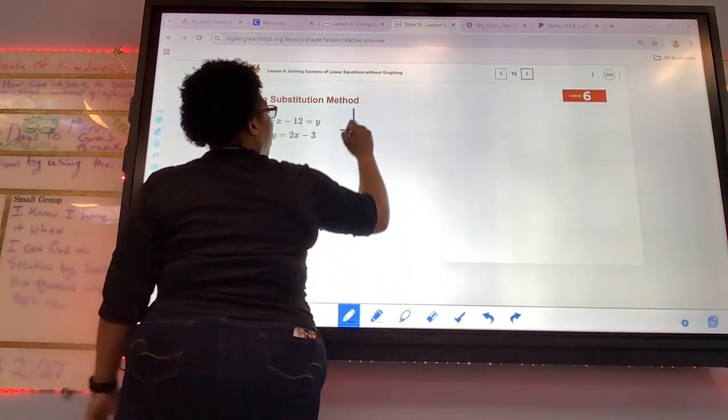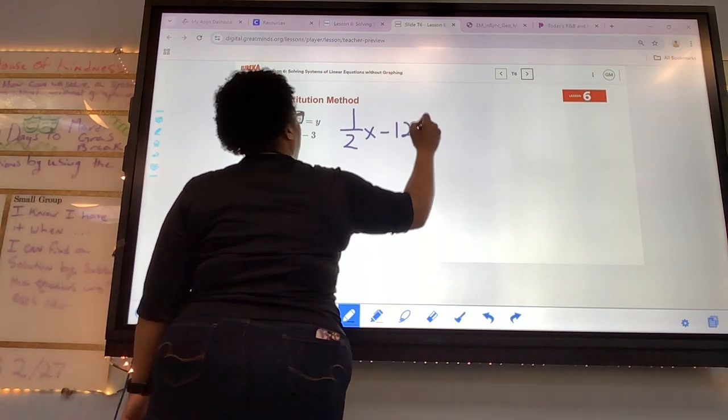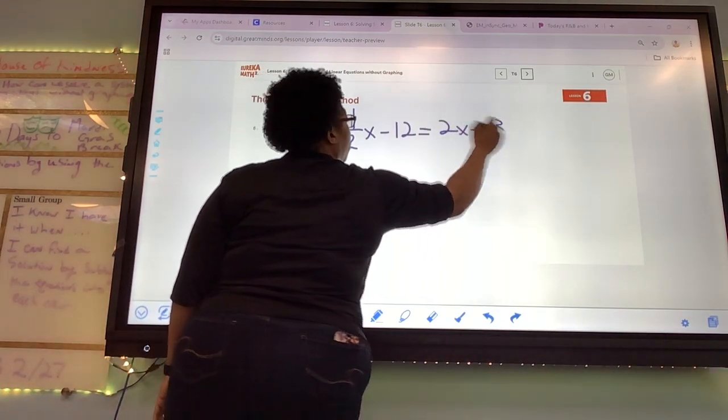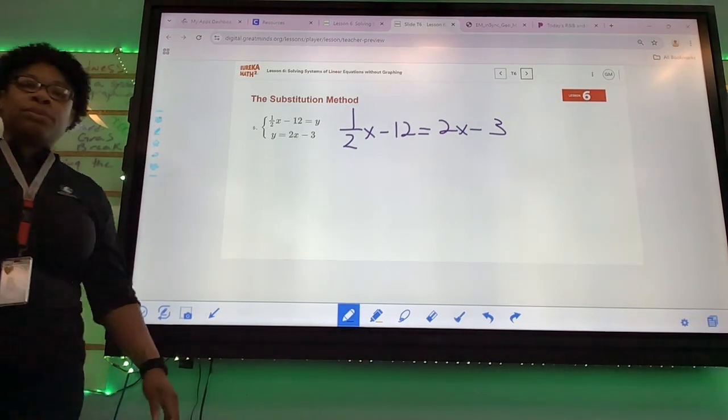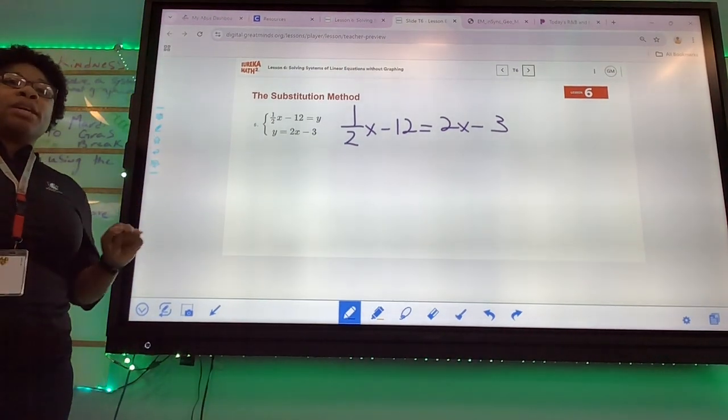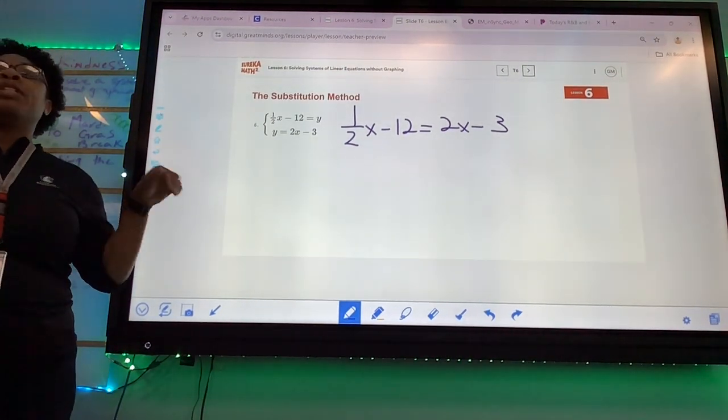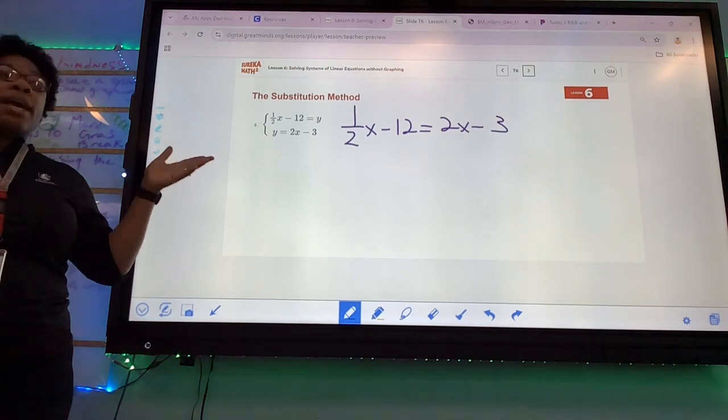So 1/2 x minus 12 equals 2x minus 3. I want everybody to solve this on your paper by yourself. Solve for the remaining variable, which is what? x. You're solving for x.